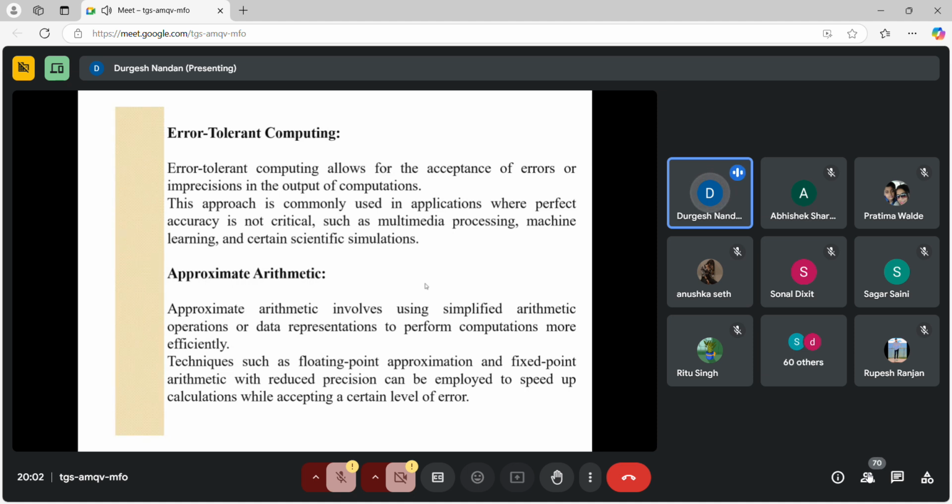Now, if we talk about approximate arithmetic, as I told, computing hardware is majorly the multiplier and adder. In approximate arithmetic, there is first fixed point arithmetic, and another is floating point arithmetic. So basically, the techniques we use are floating point approximation and fixed point arithmetic with reduced precision.